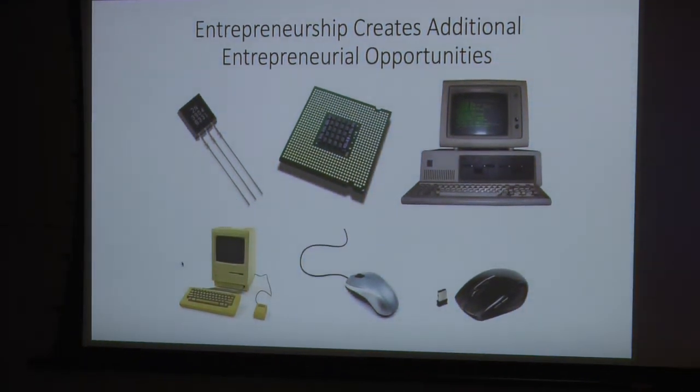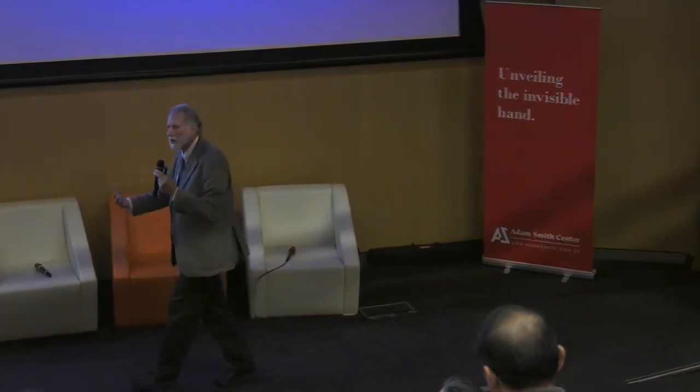And the computer was based on the microprocessor, which was developed out of the transistor. So what we see is just one example of entrepreneurship leading to further entrepreneurial opportunities. The developers of the transistor didn't really have an idea that you could make microprocessors. They were just coming up with a different way of making an electrical component. But then entrepreneurs at Intel said, we could take a bunch of transistors and put them on a chip. We could have a microprocessor that's a whole bunch of transistors in one.